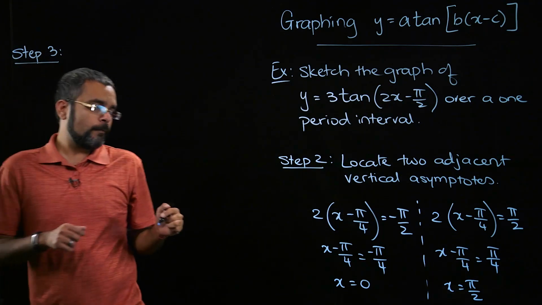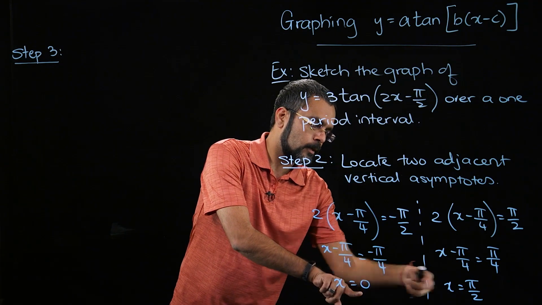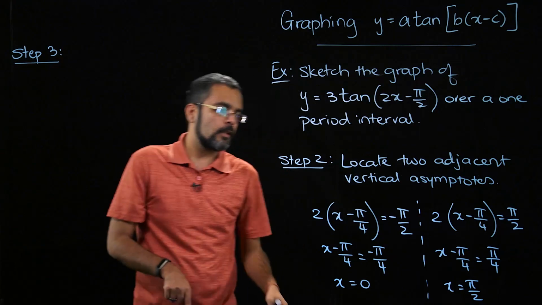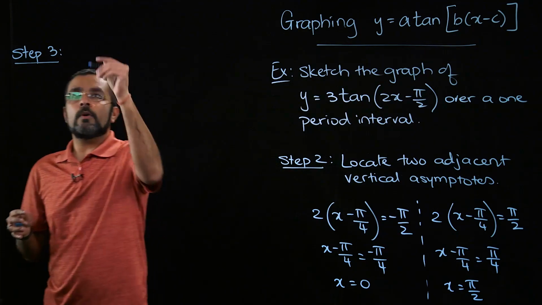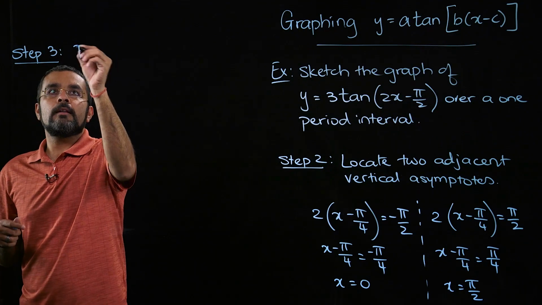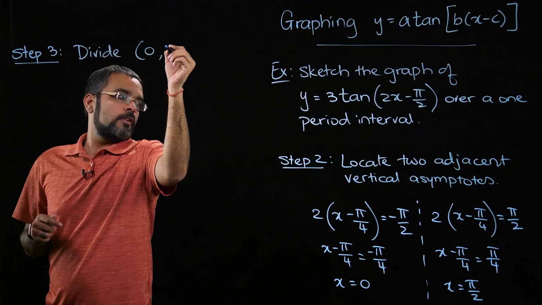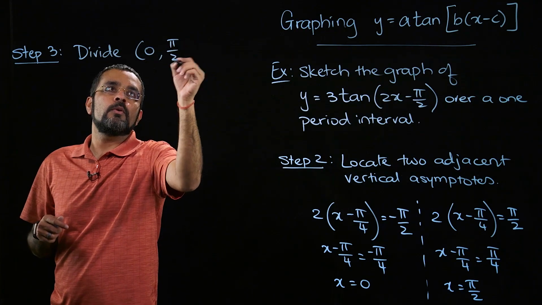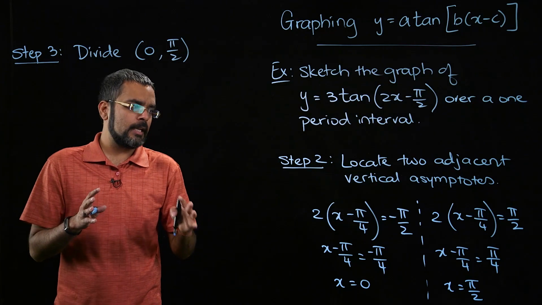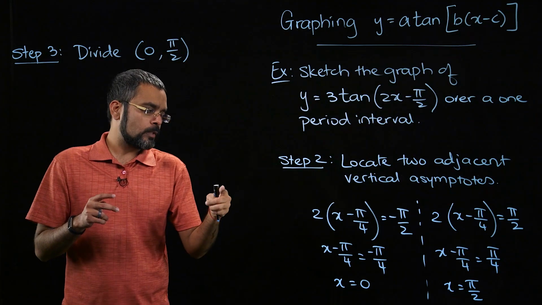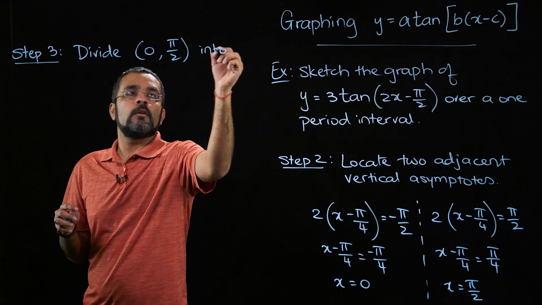So we found our 2 adjacent asymptotes. We have x equals 0, that's one asymptote, and x equals pi over 2, that's our other vertical asymptote. So what we're going to do is take that interval 0 to pi over 2, and divide that into 4 equal parts, right? This is the same thing we did with sine and cosine functions, if you remember.